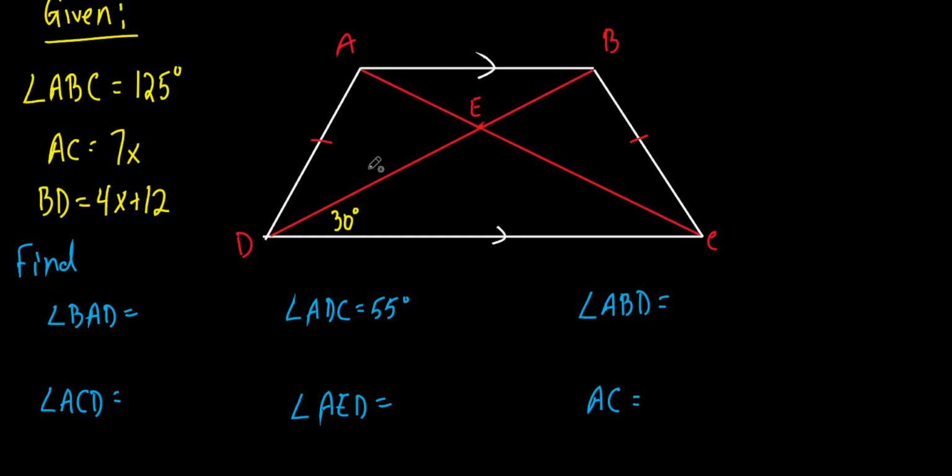All right, so we basically want to find all the other angles. Let's start with BAD first. All right, so BAD. What angle is angle BAD? It's that big old angle right there.